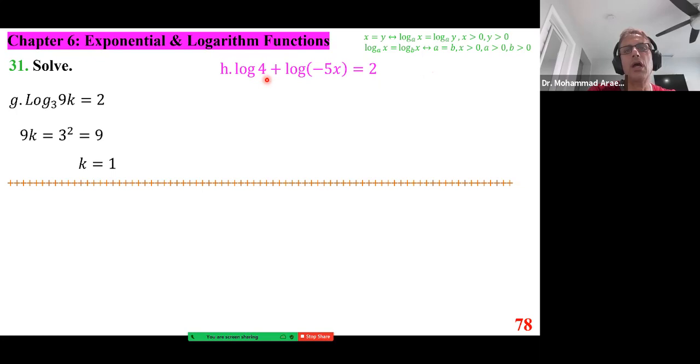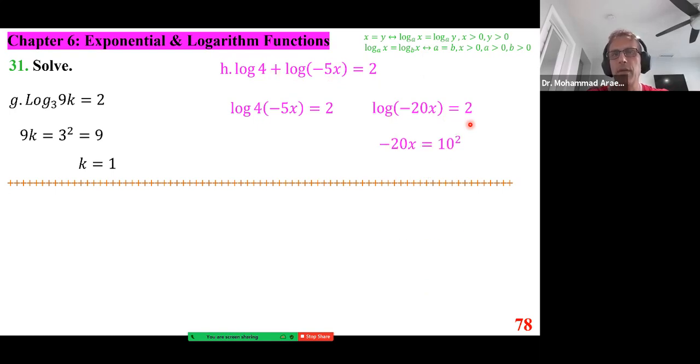Log of 4 times minus 5x, which means log of minus 20x, is 2. Now we go to the definition. Minus 20x is 10 squared. And x is -5. Notice if you choose x to be -5, then this becomes positive because it must be positive or it doesn't work. That's important to check.